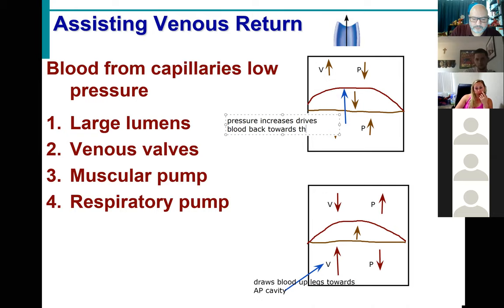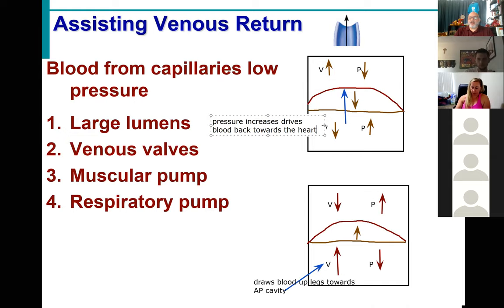This respiratory pump then also plays a really important role in helping to move the blood through the veins, draw it back to the heart, especially for the legs. Now, this is all great and fine and dandy as long as we can make major changes to the volume and therefore the pressure of the abdominal pelvic cavity.